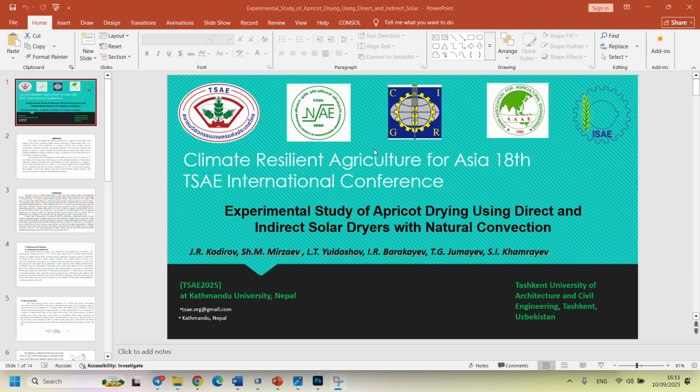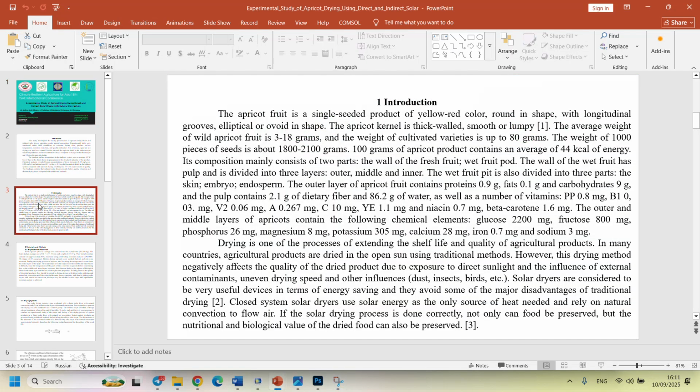In this part, I'm going to talk about the experimental study of an apricot dryer using direct and indirect solar dry with natural convection. Let's turn to the introduction. The apricot fruit is a single-seed product of yellow-red color, round in shape, with longitudinal grooves, elliptical or ovoid in shape. The apricot kernel is thick, walnut-like, smooth, or lumpy.